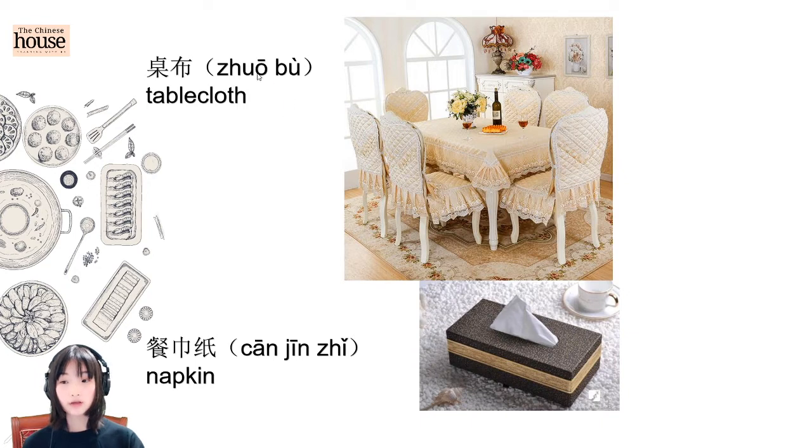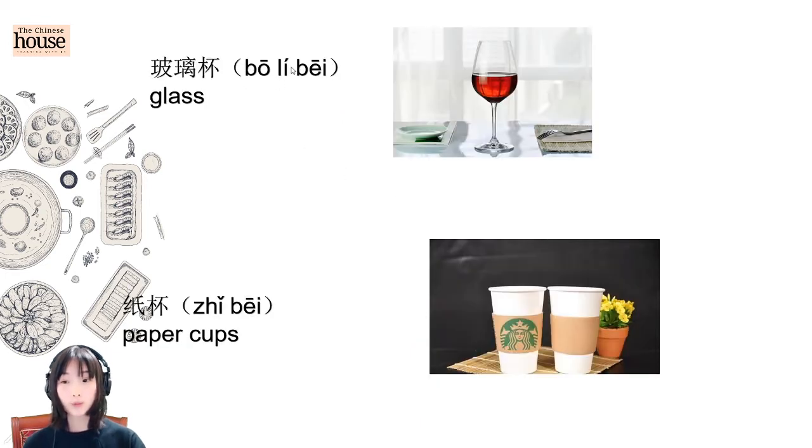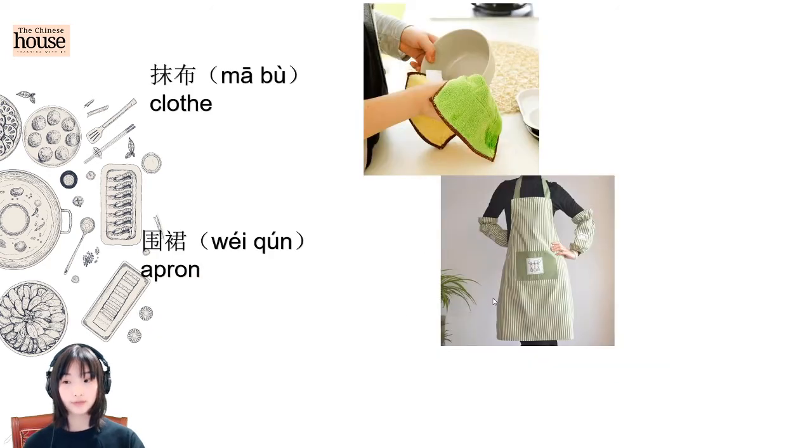Then tablecloth, 桌布, napkin 餐巾纸, flat, third, 餐巾纸, and then glass 玻璃杯, paper cups 纸杯, and then cleaning cloth 抹布.